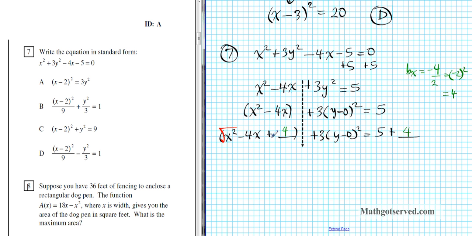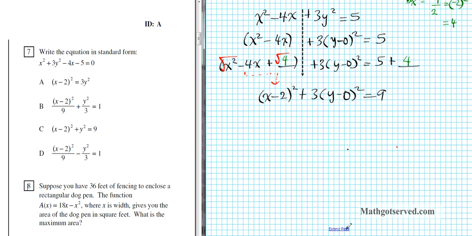You read the first and the last and bring down the middle sign. So the factored form of the x world is going to be x minus 2 quantity squared plus 3 times y minus 0 squared equals 9.